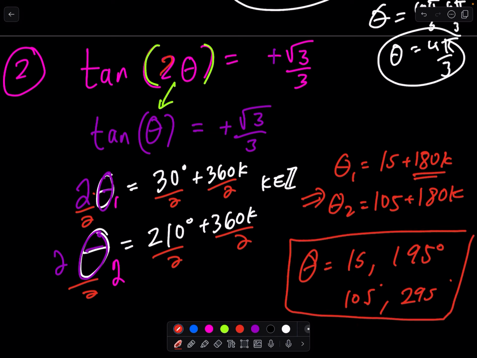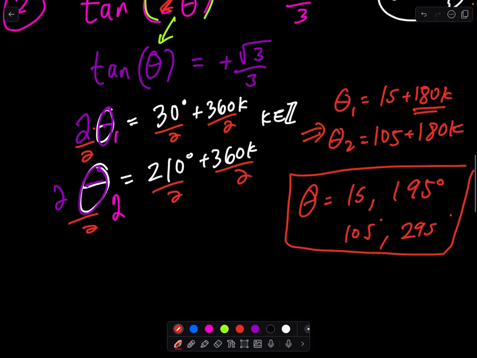Another way you can think about it is if that B value or K value, depending on who taught you this, if that number in front of theta is a 2, you can expect, first of all, tangent is positive in 2 quadrants, but then we're multiplying it by 2. There are our 4 answers here.